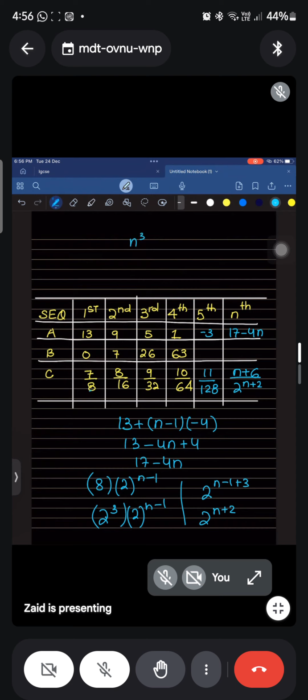So I can write n cubed minus 1. These are cubic sequences. And when I put n as 5, I'm going to get 125, and take away 1 is 124. This is the answer.